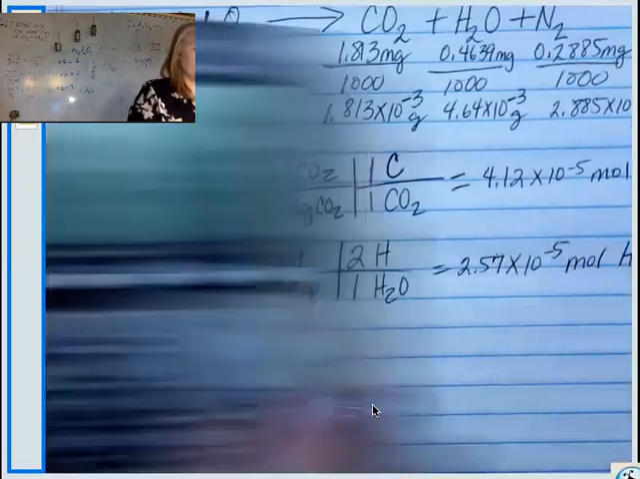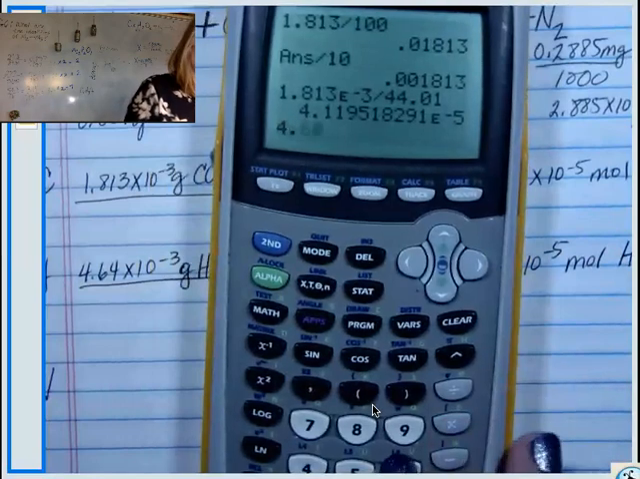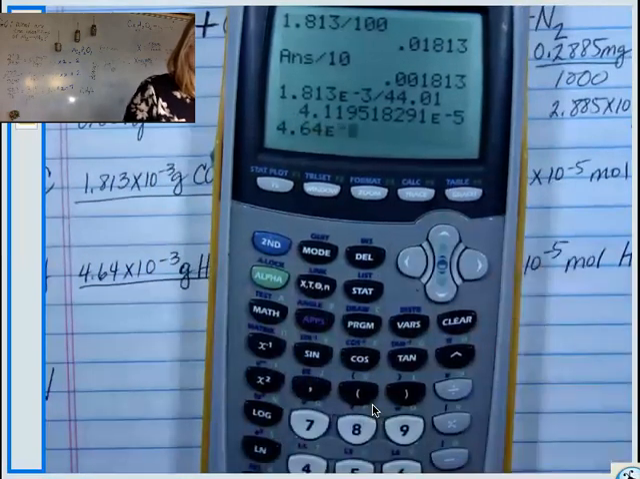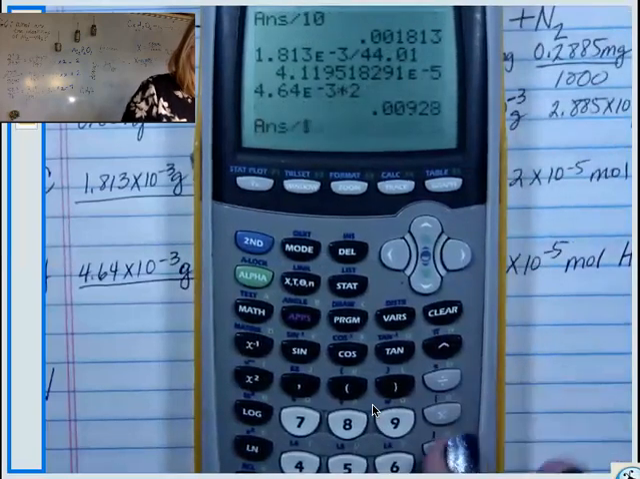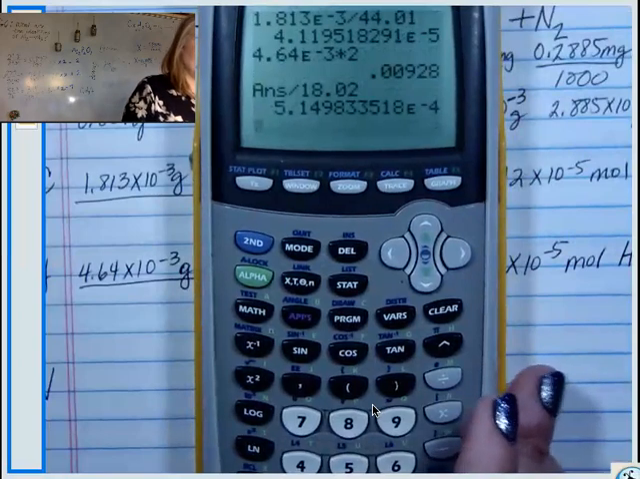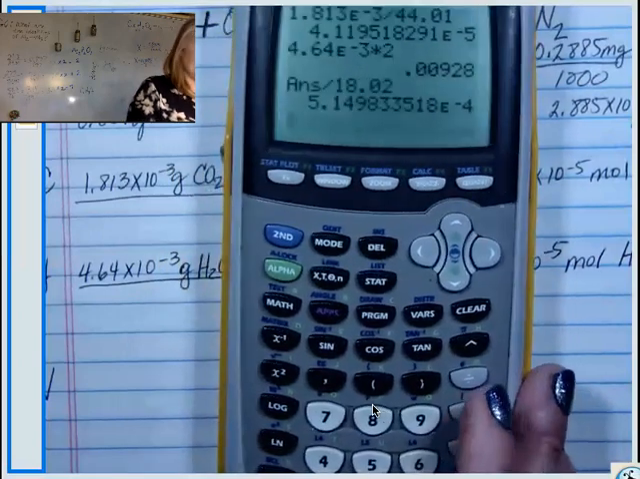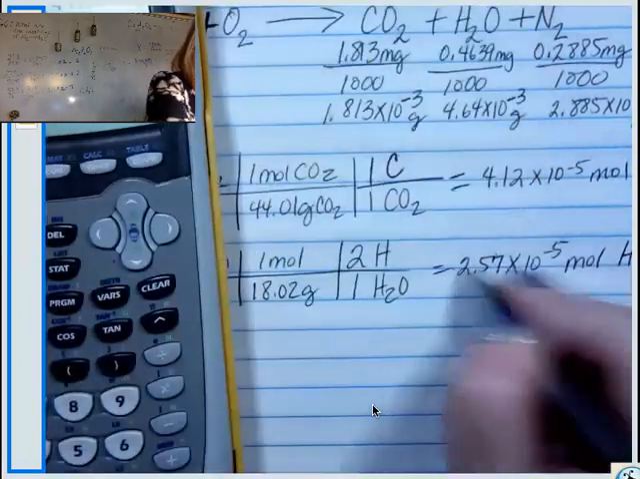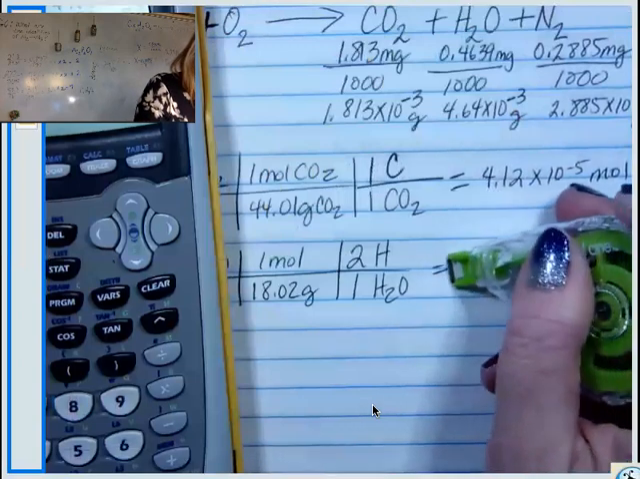So she needs a different mantissa. That's what that front number is called. Okay, so you multiply by 2. So 5.15 times 10 to the negative 4th. Did I do that right? Mantissa.